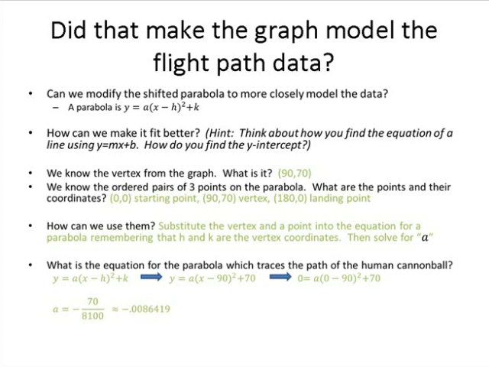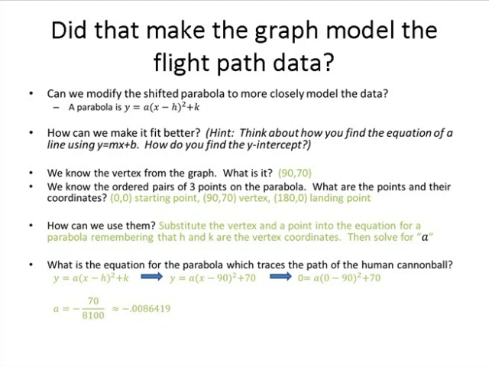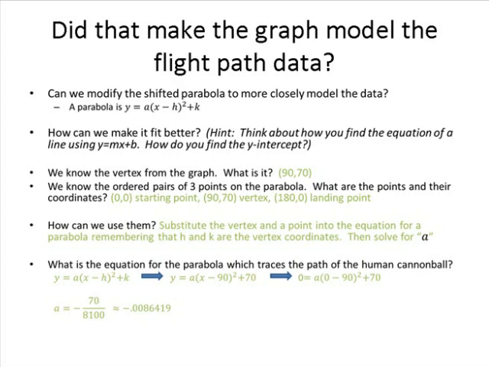First, I'm going to plug in my vertex, so I have y equals a times (x minus 90) squared plus 70. Then I'm going to plug in one of my points, and I'm going to use the point (0, 0) simply because it makes the math easier. I could use (180, 0) and get the exact same results. So when I plug in the 0 for x and the 0 for y, I already have my h and my k in there. You notice the only variable left is a. So when I solve this equation for a, I find out that a equals negative 70 over 8100, and you can see the decimal equivalent here.